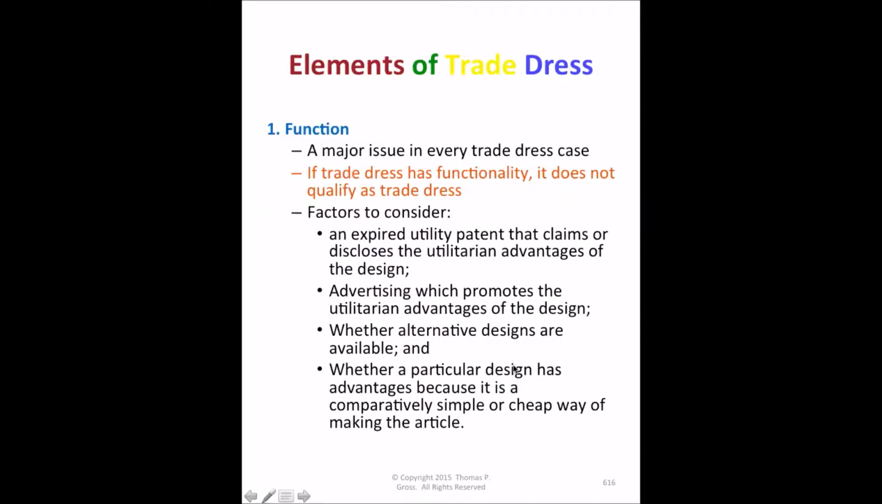So regarding the functions of trade dress, again, functionality is critical. If you have a sash around a dress and you claim trade dress for that design, the problem is the sash serves a function. It tends to pull in and gather the dress around the waistline and accentuate the waistline. So something like that would not be trade dress. And other factors to consider: is there an expired utility patent? If it's a utility patent, that means it had a function.